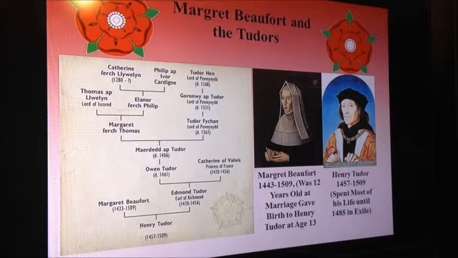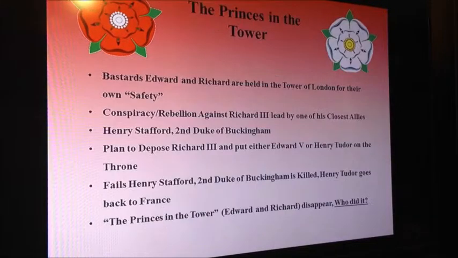So now we get to one of the most mysterious events in human history. The princes in the tower. So the bastards, Edward and Richard, if you remember, Edward V had children that had been disinherited and had two sons, Edward and Richard. They were now being held in the Tower of London for their own safety. Now, there was a conspiracy and rebellion against Richard III brewing, which was going to be led by one of his closest allies, the Duke of Buckingham, who is another Beaufort claimant to the throne.